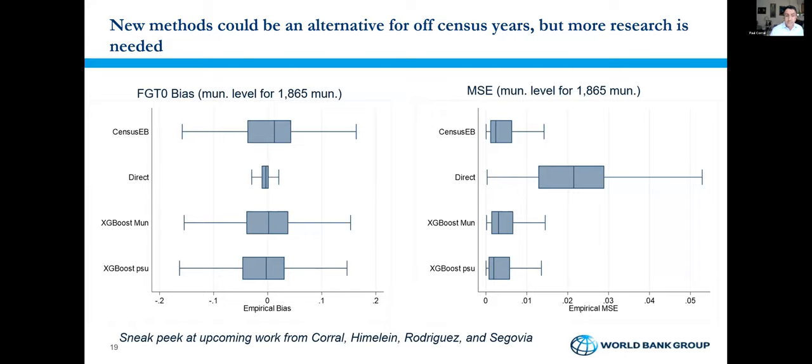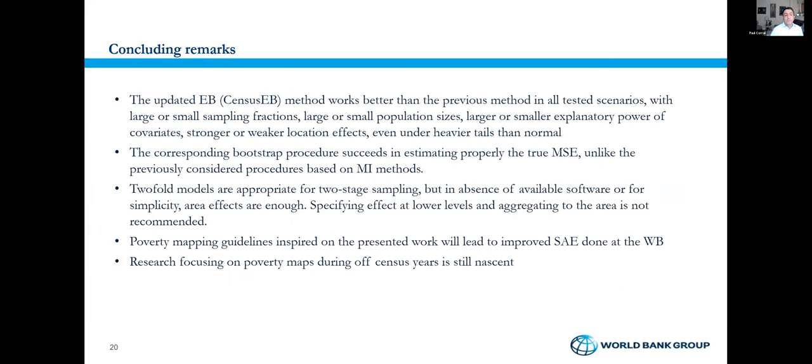Now, what we observe is that the gradient boosting methods do hold promise and may be quite good. So look here, when my model is done at the municipality level versus when it's done at the PSU level and aggregated to the municipality level, those empirical mean squared errors are quite similar to those of the census EB. And very little bias. This is quite good. And so we're devoting a bit of time to do research on this, because there is a lot of inquiry regarding the ability to do poverty maps or small area estimates in off-census years.